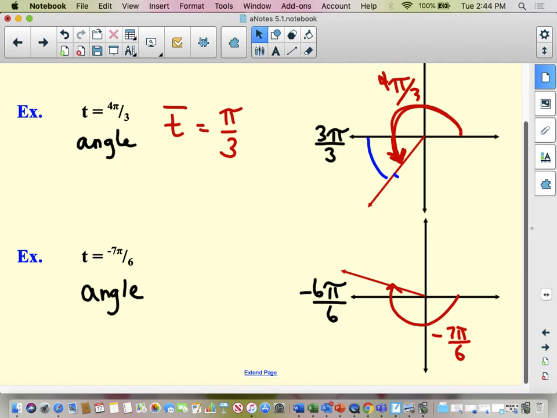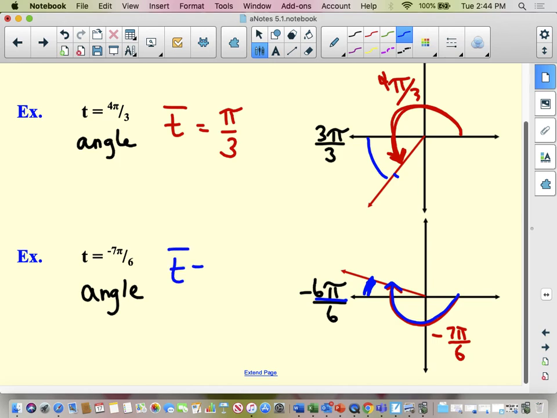So what do I reference? The shortest distance from the terminal side of my angle to the x-axis. Clearly not going to be this, because that's not the shorter distance. So from the end of your angle, this red line, to the x-axis. What does that measure? Well, if this whole thing is 7/6, and this angle over here is 6/6, the leftover extra is 1 more 1/6. So T bar, the reference number, is pi over 6. Now, something else you want to know: reference angles are never negative. Even though you're going in the negative direction, clockwise, reference angles are always positive.